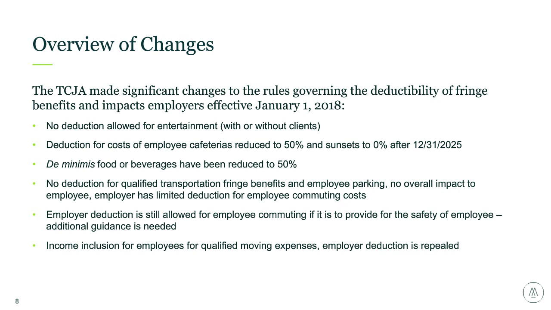The deduction for employee cafeterias went from 100% to 50%, and then it fully sunsets in 2025, meaning it will no longer be deductible when we get to that time frame. The de minimis food and beverage has been reduced to 50%. And we've had a lot of questions on qualified transportation fringe benefits and employee parking. Susan's going to go over this in detail. Generally, there should be no overall impact to the employee, but there are some requirements that could create compensation to them.